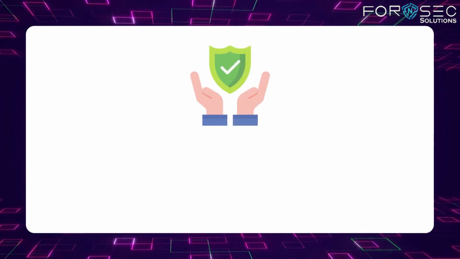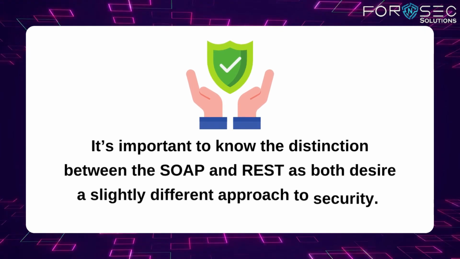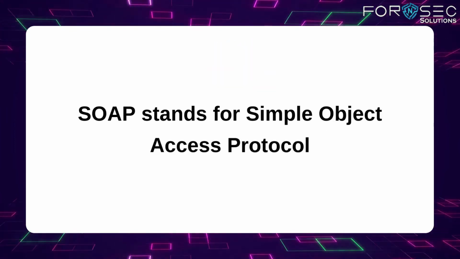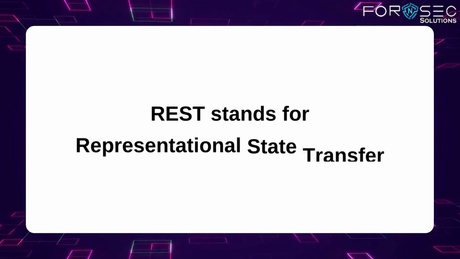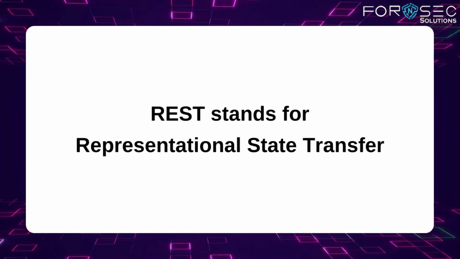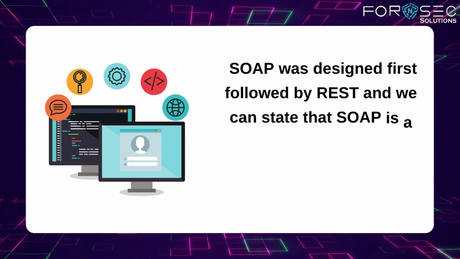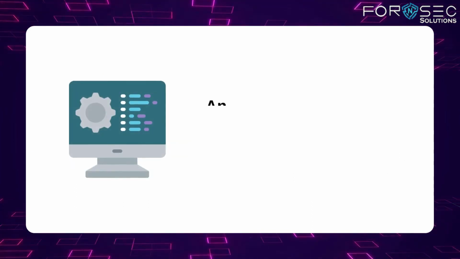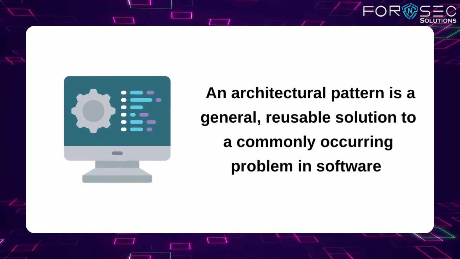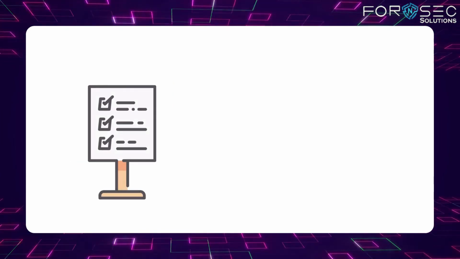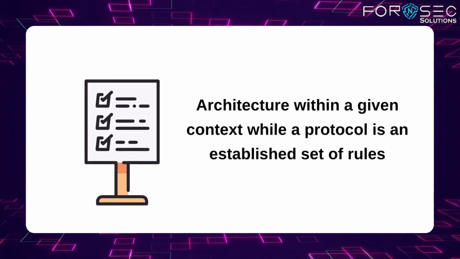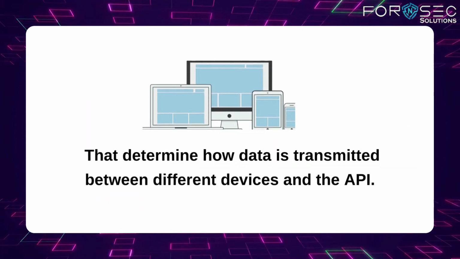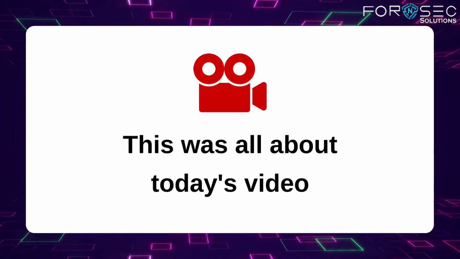SOAP versus REST. It's important to know the distinction between SOAP and REST, as both require a slightly different approach to security. SOAP stands for Simple Object Access Protocol, whereas REST stands for Representational State Transfer. SOAP was designed first, followed by REST, and we can state that SOAP is a protocol, whereas REST is an architectural pattern. An architectural pattern is a general, reusable solution to a commonly occurring problem in software architecture within a given context, while a protocol is an established set of rules that determine how data is transmitted between different devices and the API. So guys, this was all about today's video.